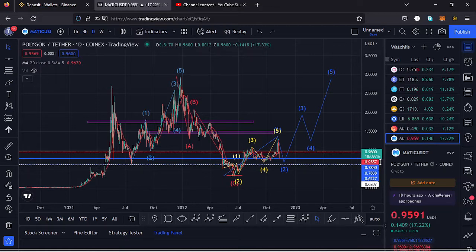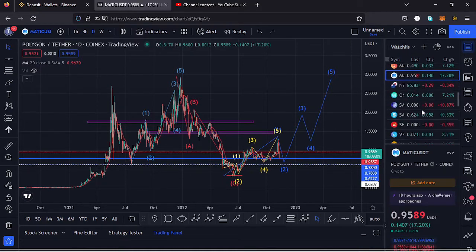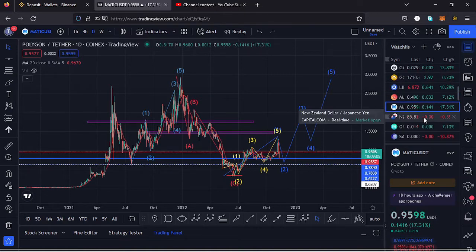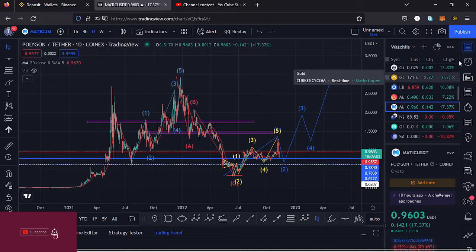Here on TradingView, Polygon Matic's current price stands at the $0.96 mark, and the market is up by 17.33%. From what we can see on the TradingView watch list, the whole crypto market is in green, which means we are having a bit of a recovery after what we have been seeing in the previous 2 days.